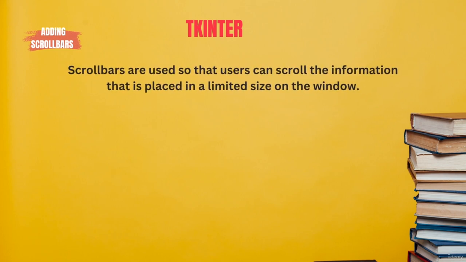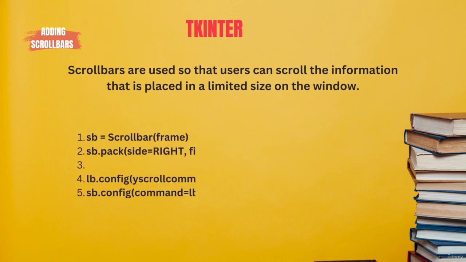Scroll bars are used so that users can scroll the information that is placed in a limited size on the window. These scroll bars are placed on a frame and the variable assigned is SB. The geometry method used here is pack so that every time it remains dynamic in a sequence. Side equals right, so we have placed the scrollers on the right side of the frame. We provided a size left for the list box. Now, fill equals both, this will fill the blank space in both the directions of x and y.